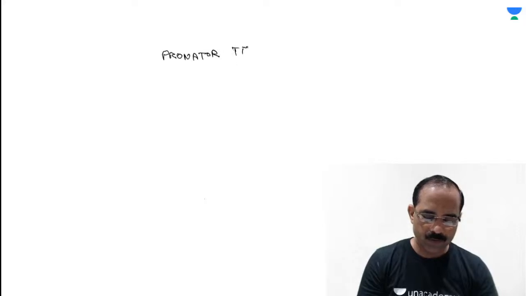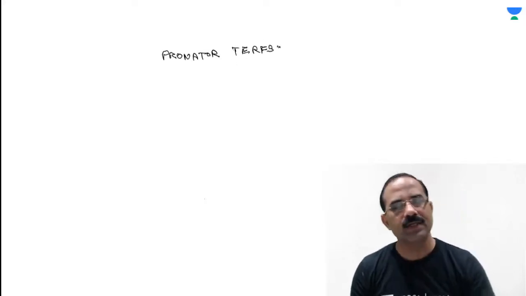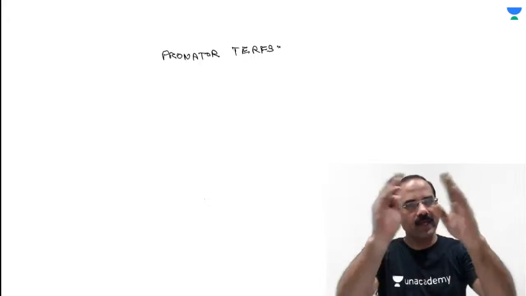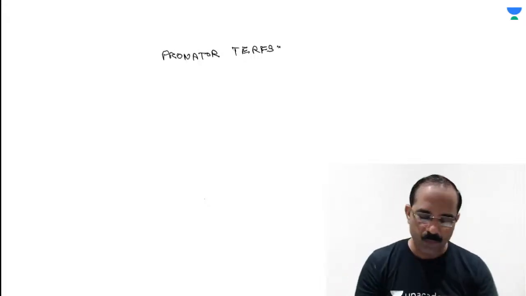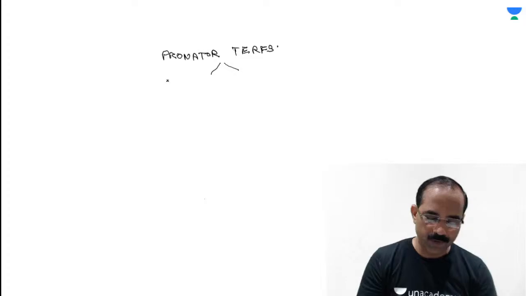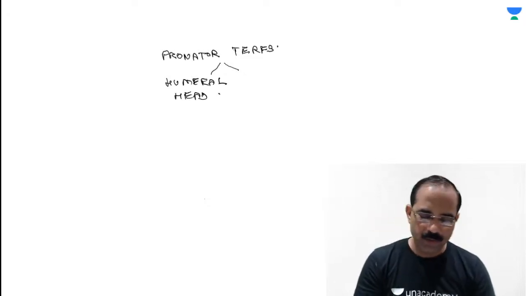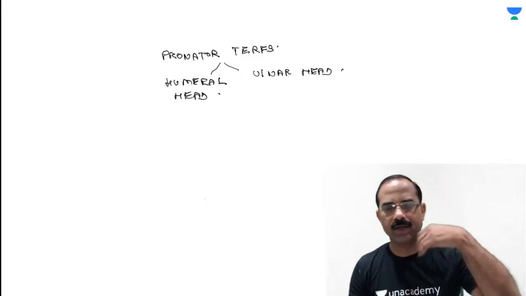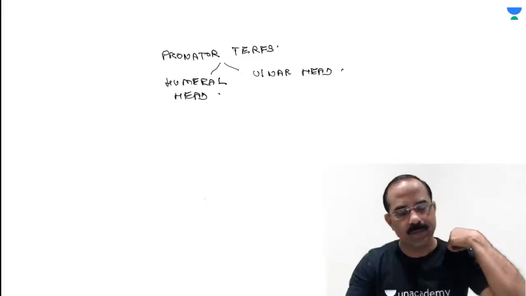Now students, what is important about this muscle? This pronator teres has 2 heads. There are 2 heads for this muscle, pronator teres. One is the one which begins from the humerus, so we call this the humeral head. And the other one begins from the ulna, so this is what we call the ulnar head. Just understand this: humeral head and ulnar head. One begins from the humerus, one begins from the ulna.